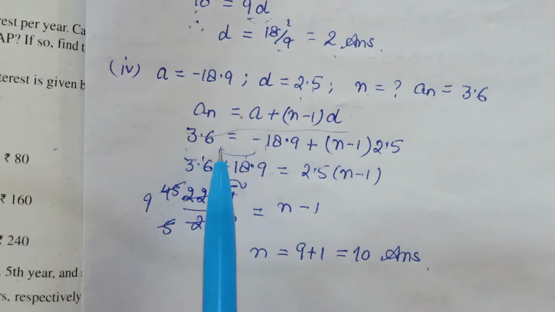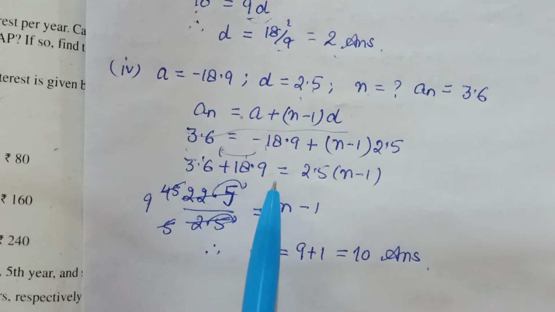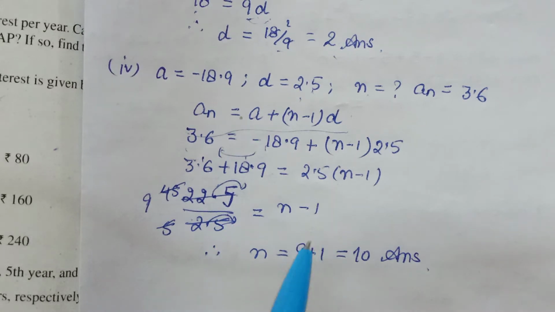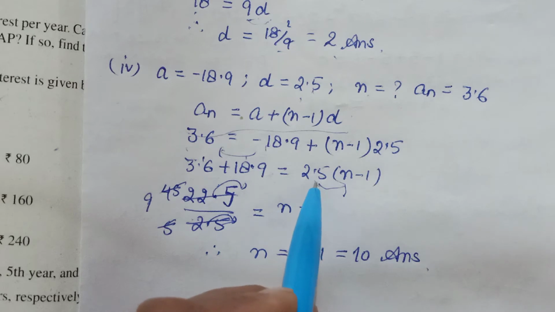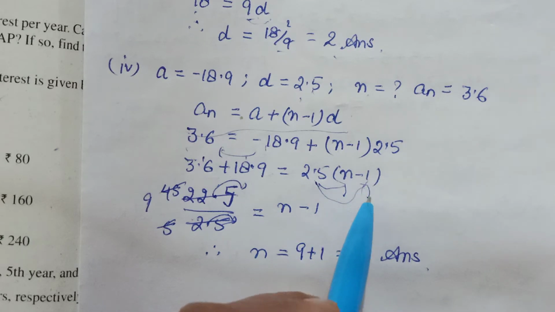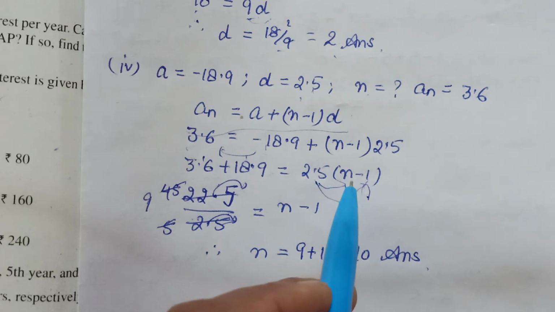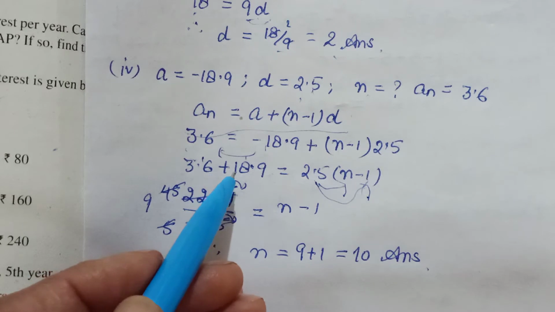We remove everything one by one. Here it becomes plus, so it is 3.6 plus 18.9 which gives you 22.5. Okay, now there are two ways of doing it. Now you can also distribute this inside. You can multiply 2.5 with n as well as with 1. You can do this, children, but the calculation becomes longer. Okay, first you'll be multiplying, then you have to add this here, then ultimately you have to divide.